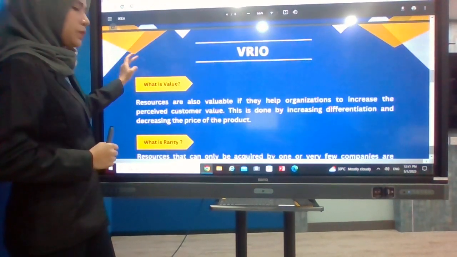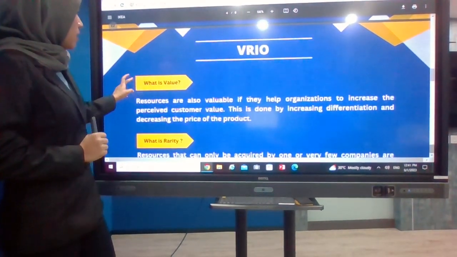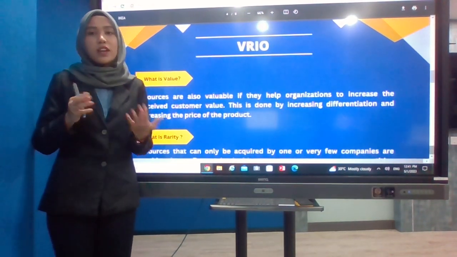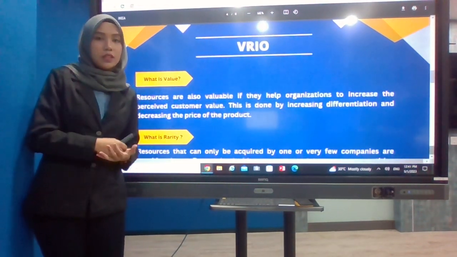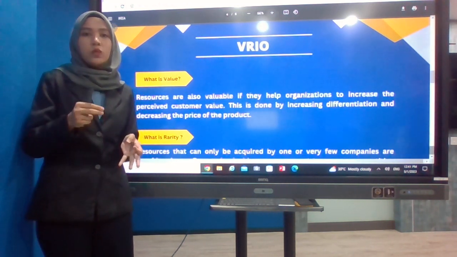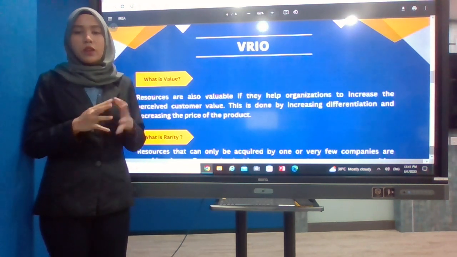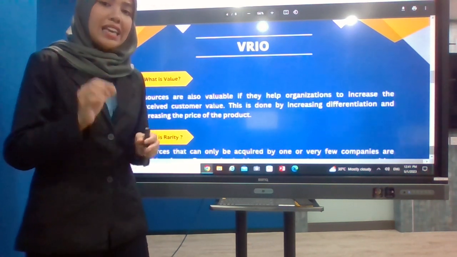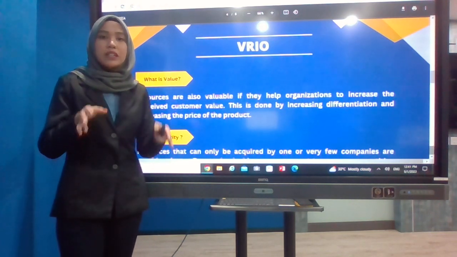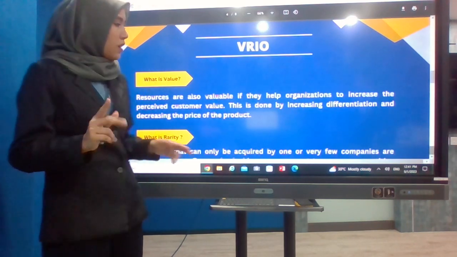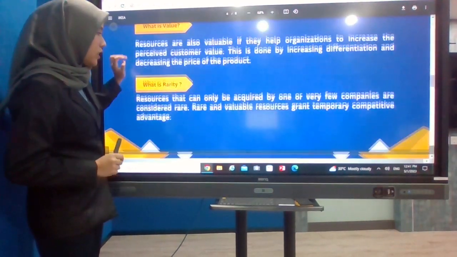So the first one is value. What is value? When a resource is valuable, it's providing the organization with some sort of benefit. However, a resource that is valuable and doesn't fit into any of the other aspects of the framework is not a competitive advantage. An organization can only gain competitive priority with a great resource that is neither rare nor difficult to copy. So then the next one is rarity.